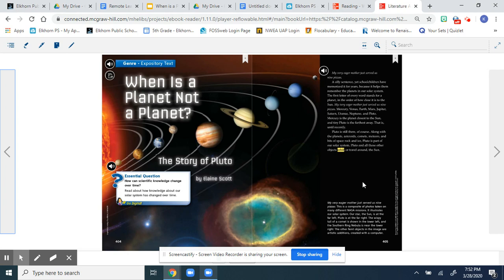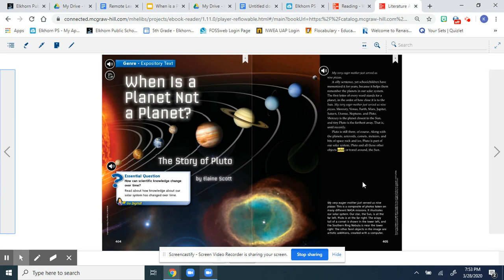The other faint objects in the image are artistic additions added by the computer. The other thing on this page that I need to point out is we do have a Greek word in here, some Greek roots. We have one word in particular that has a Greek prefix and has a Greek suffix. So the word asteroid has a Greek prefix, aster, which means star, and it has a Greek suffix, oid, which means like. So the word asteroid would mean star-like.